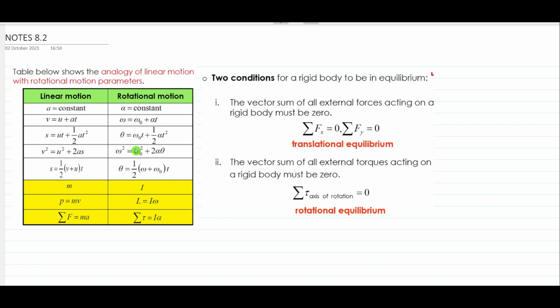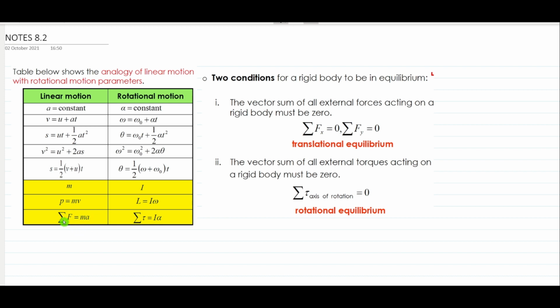And bila kita turun bawah yang berwarna kuning ini, so in linear motion we use m as the mass of the object. But when we talk about rotational motion, we need to consider the moment of inertia for the body, I. Okay, and p is the linear momentum, but in rotational motion we have L, which is angular momentum. p is equal to mv, L is equal to m tadi dah jadi I kan? So I omega.